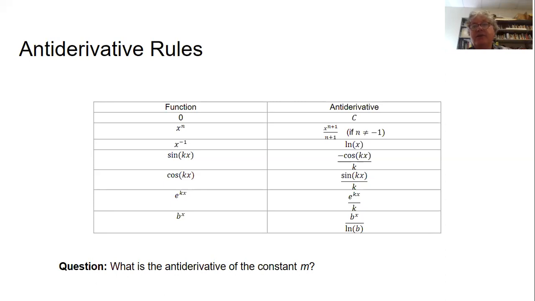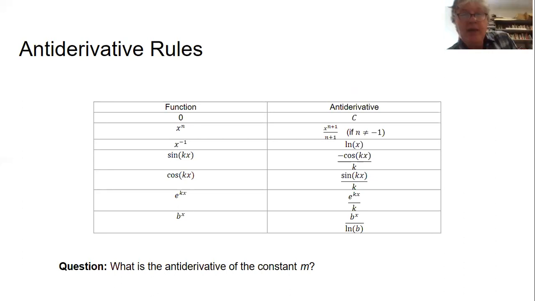Okay. Now this always causes a little bit of confusion because we remember that the derivative of sine is cosine and the derivative of cosine is minus sine. So that means the antiderivative of sine is minus cosine and the antiderivative of cosine is sine. So the minus signs get flipped.